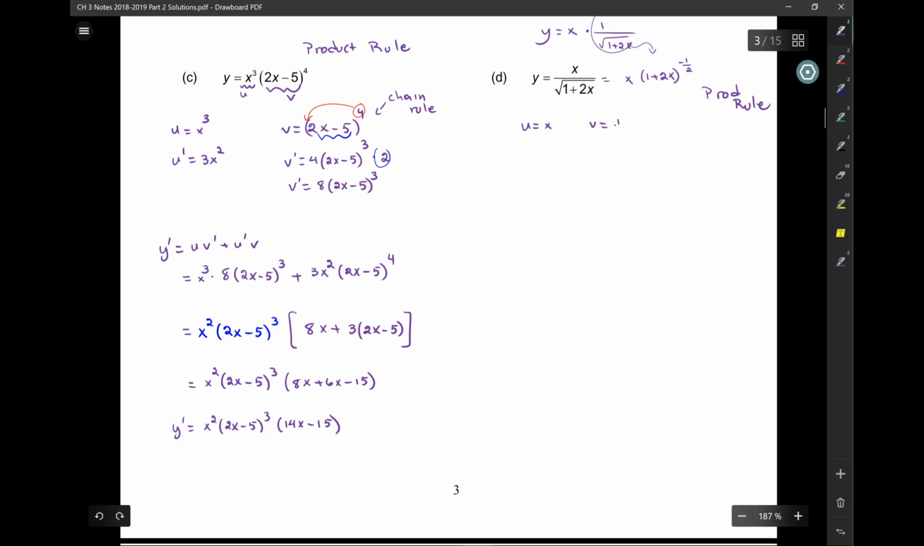V is equal to 1/2. 1 plus 2, not 1/2. I already started taking a derivative. Sorry. V is equal to 1 plus 2x to the negative 1/2. Okay?